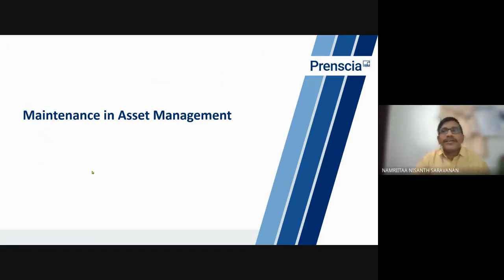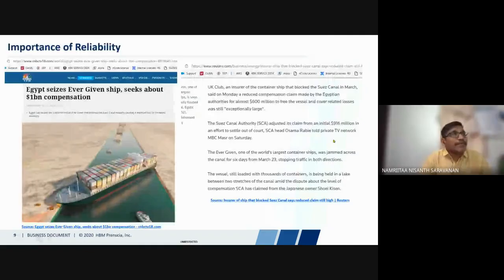I hope all the shipping industry is eagerly watching one message in the world. Okay. So if I just show you the picture, you can find out the importance of reliability. Definitely you followed this news in the Egyptian Suez Canal. One ship was totally aground.